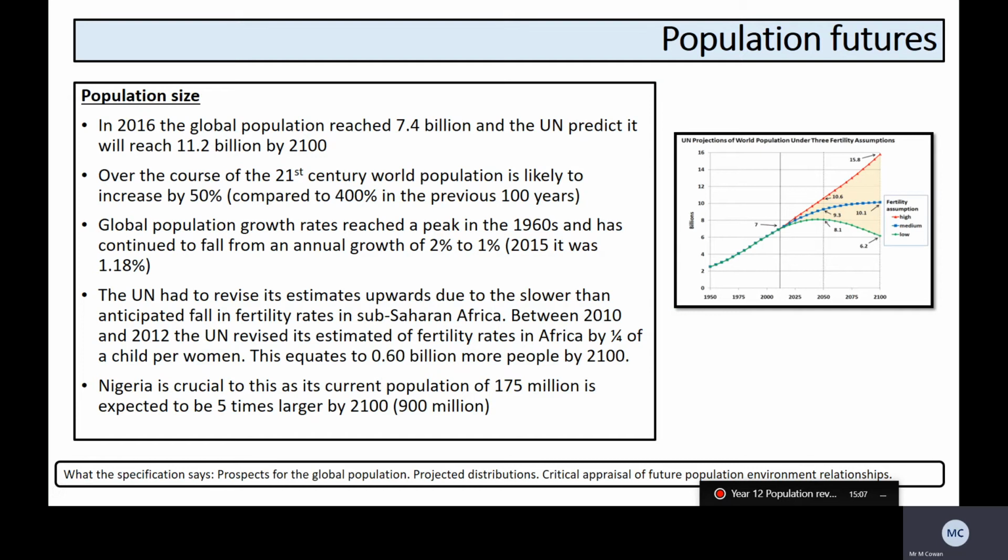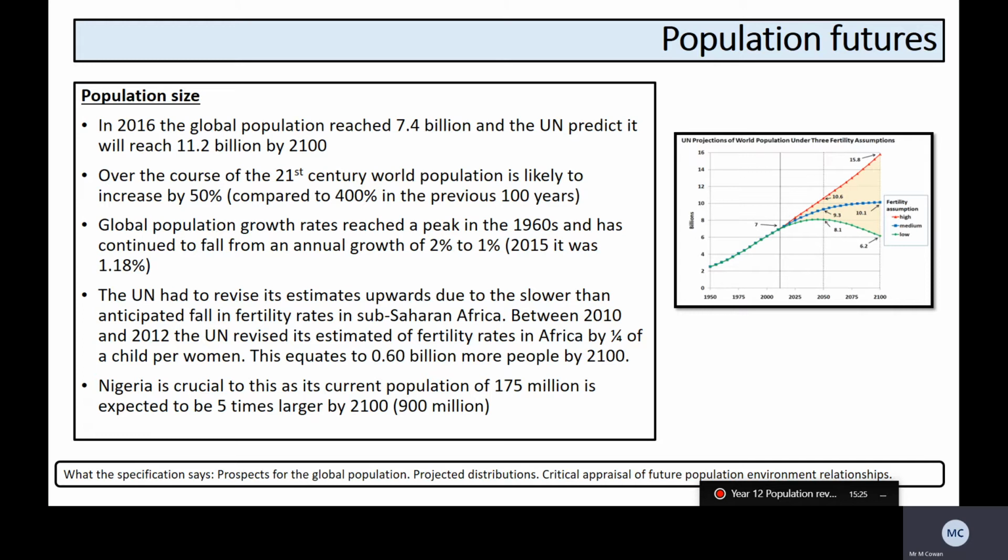Well, in 2016, the global population reached 7.4 billion. So 4 years ago, 7.4 billion. And it's predicted that by the end of this century, the world population will be 11.2 billion, which is just hard to get your head around, really.